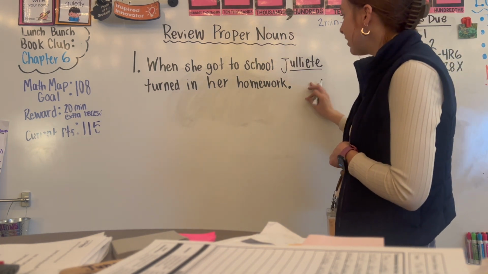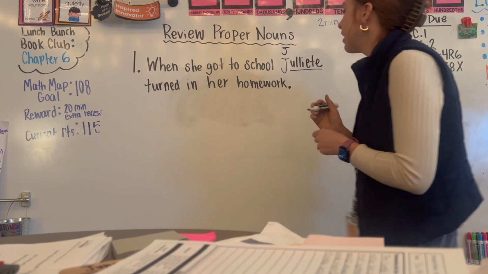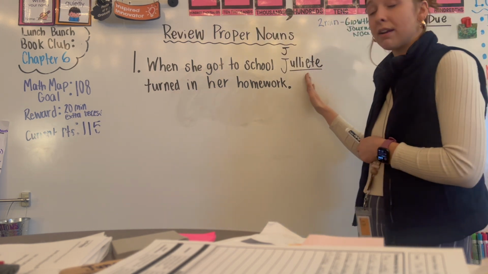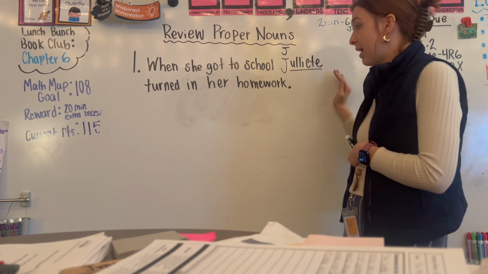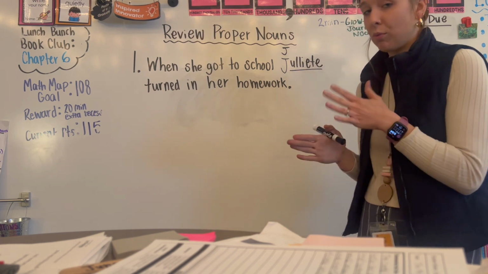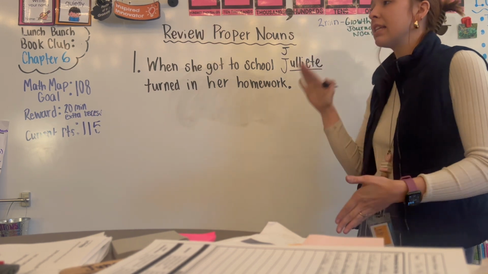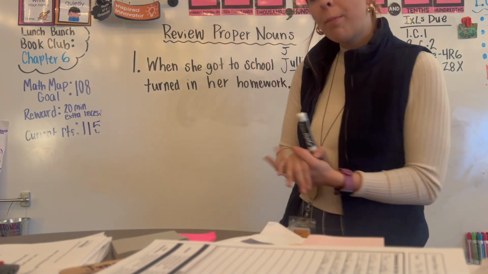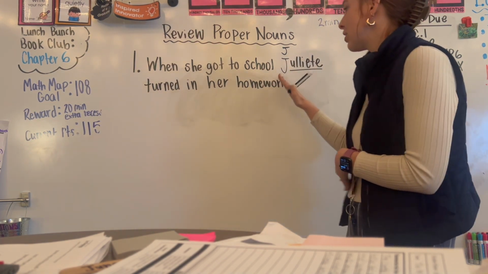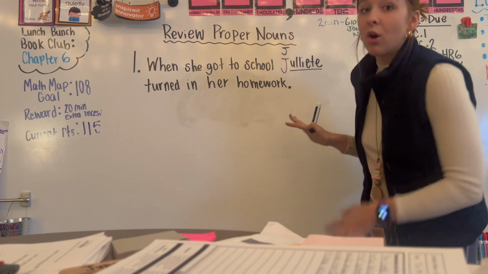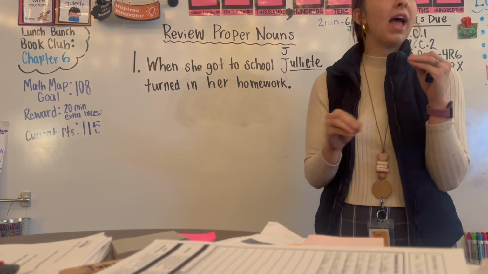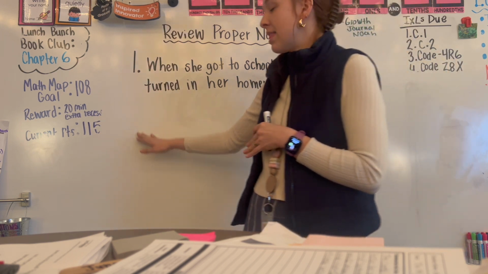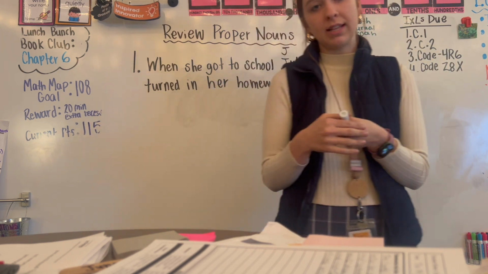You can either erase it or write the J over top of it. It doesn't matter to me as long as you are identifying the proper noun and making it capital. Once again, it includes first names, last names, and all parts of city names. You need to make sure that the first letter is capital. What you're going to do independently is write number 2 and number 3, and find the proper nouns in each of those sentences.